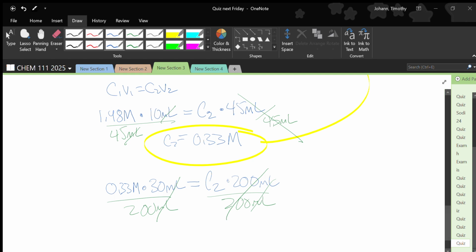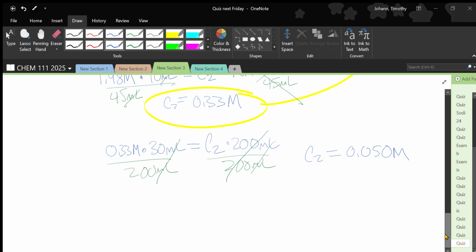I got 0.0495, and I'll do sig figs on that. How'd I do? So C2 is equal to, looks like we got two significant figures here. So 0.04, well, it's going to be 0.050 actually, rounding. 0.050 molar. Questions? Okay, that's a serial dilution. And like I said, for this microbiology stuff, you might do it a whole bunch of times. All right. We're going to move on from serial dilutions.